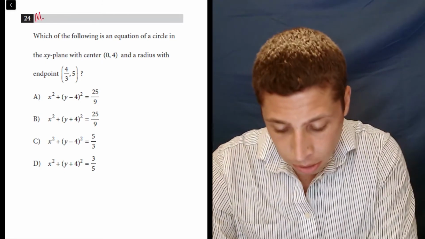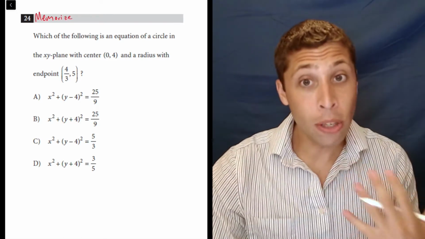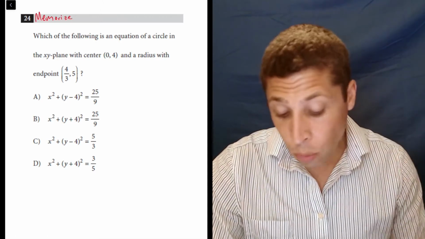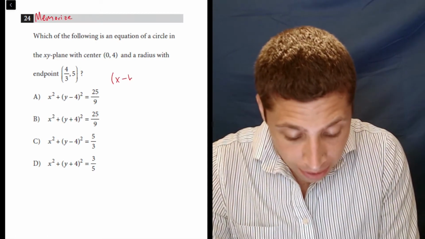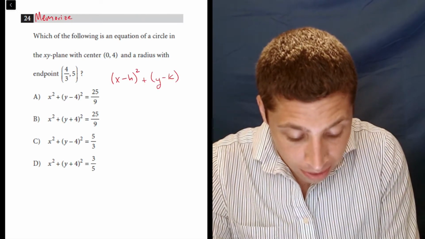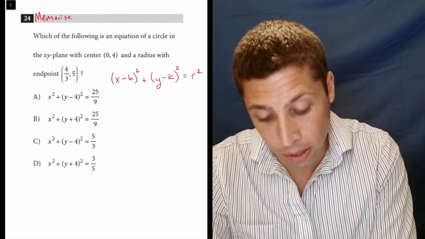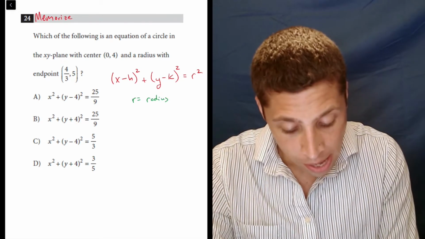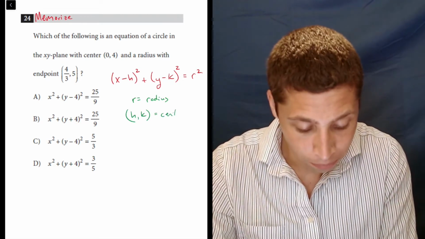So let's throw that in here. Memorize, definitely part of this. And if we do, that's going to get rid of two answers immediately. So the main way that the formula works is it's x minus h squared plus y minus k squared equals the radius squared. And so there are the two pieces. r is equal to the radius, and (h, k) is the center.